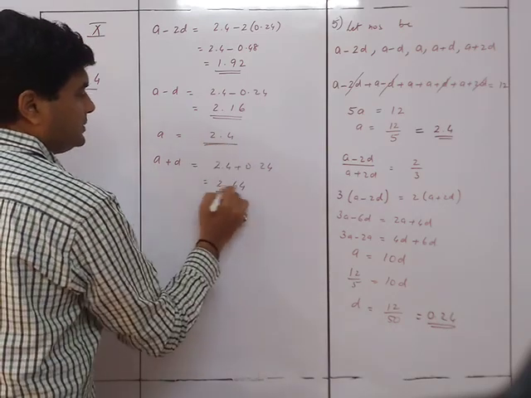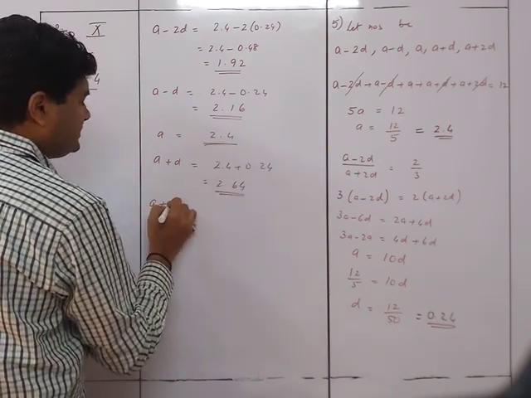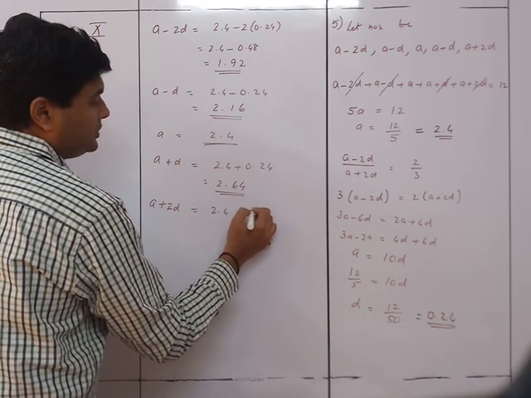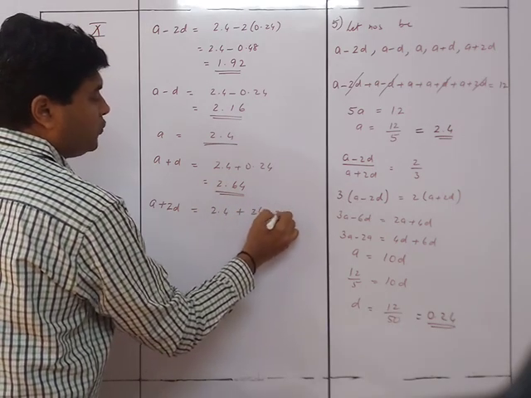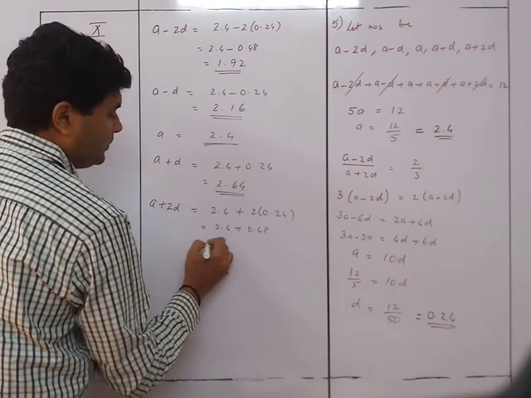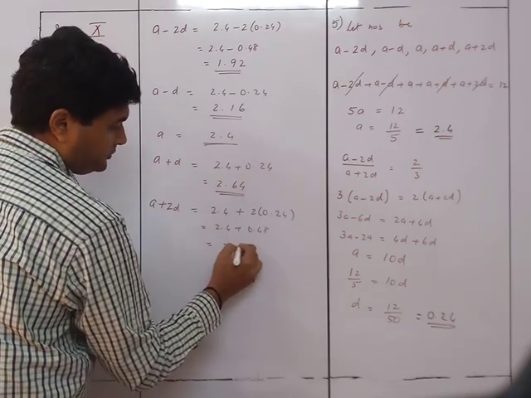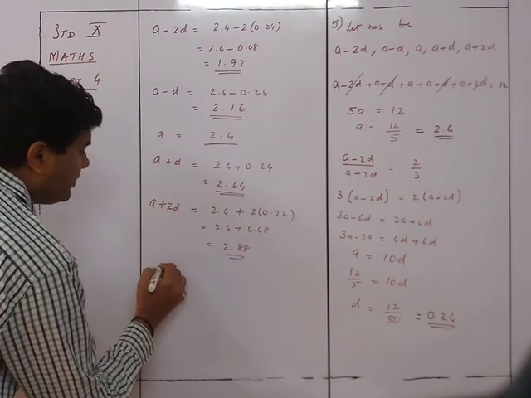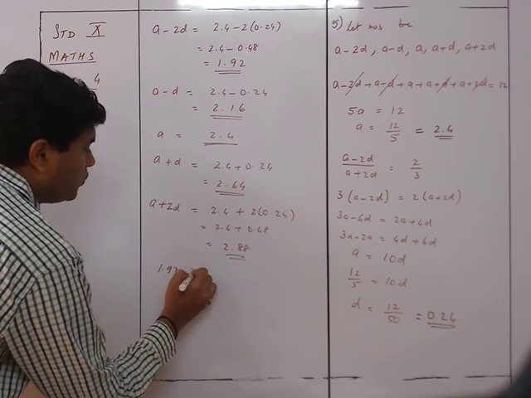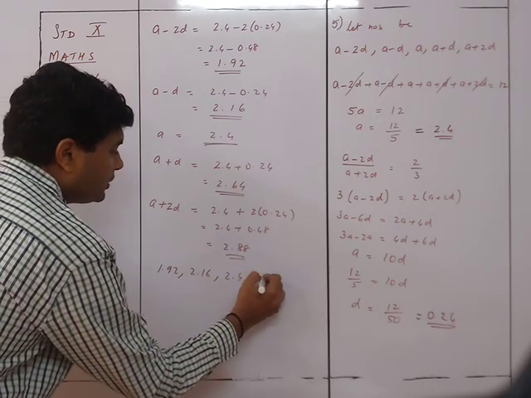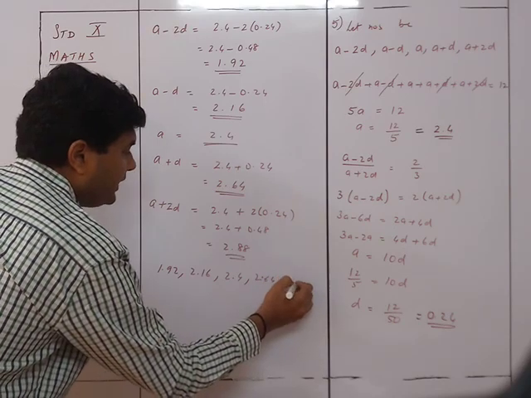And finally A plus 2D will be given as 2.4 plus 2 into 0.24. That will be 2.4 plus 0.48, which will be 2.88. So these are the answers. So the answers will be 1.92, 2.16, 2.4, 2.64 and 2.88.